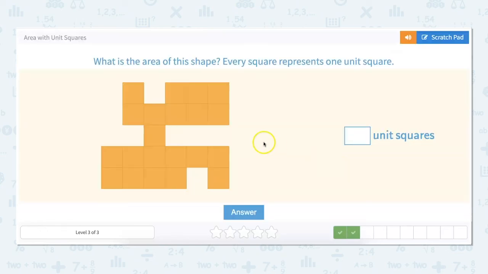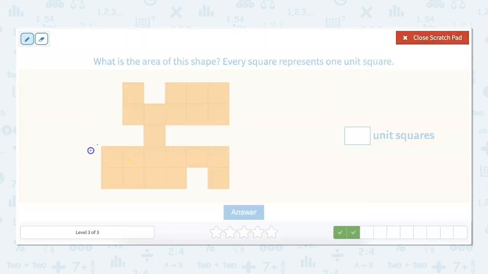Nice work. All right, this is another one. We're going to have to do our length times width formula and then add some of it. All right, so let's start with this group. So we have our length of 2. We have our width of 4. Okay, so 4 times 2 is 8. So this group is 8.